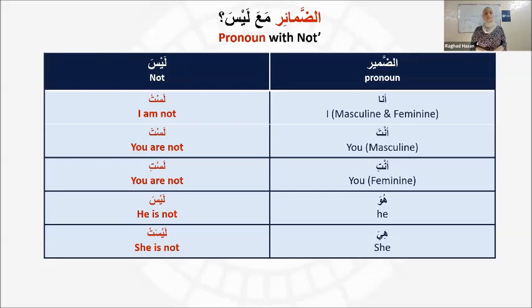هو ليس. He's not. هو ليس. And هي ليست. So أنا and هي are the same, but for هي I add a يا letter between لا and سا. ليست.